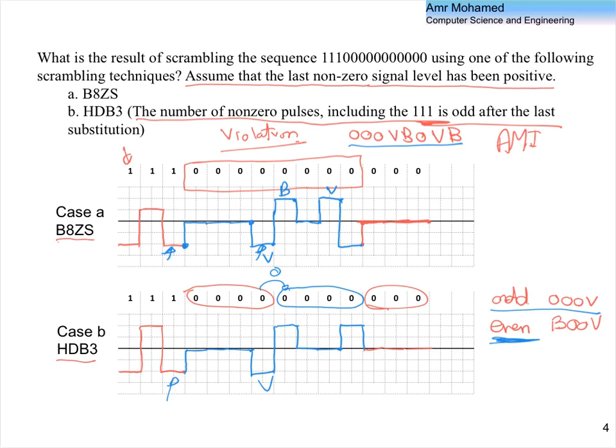Okay? So I hope it's clear. Let me know if it's not clear, so I can describe it again. So that's the scrambling, and these are quick questions for chapter 4.